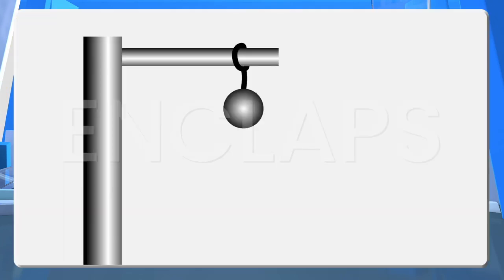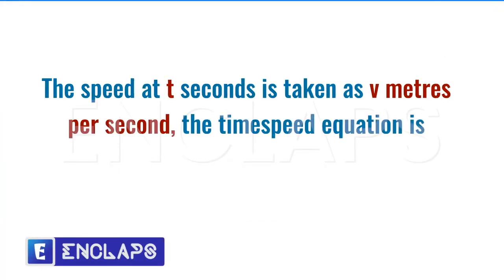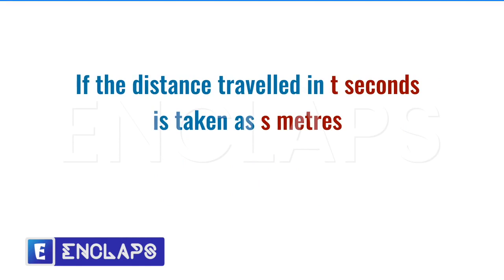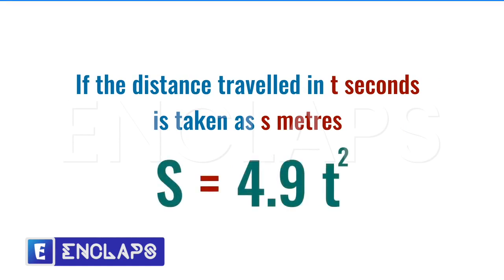Now let us consider another situation of formation of a sequence. An iron sphere is falling down as shown. The speed of this sphere is increasing every instant. If the speed at t seconds is taken as v meters per second, then the time-speed equation can be written as v is equal to 9.8 t. If the distance travelled in t seconds is taken as s meters, then the time-distance equation can be written as s is equal to 4.9 t square.